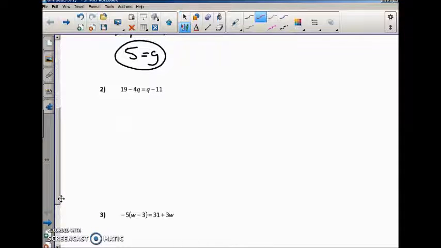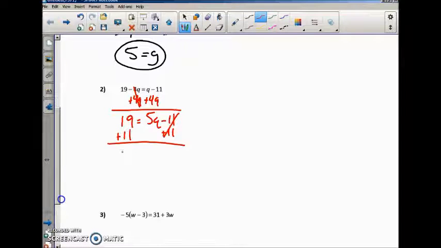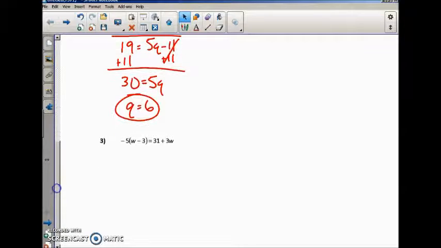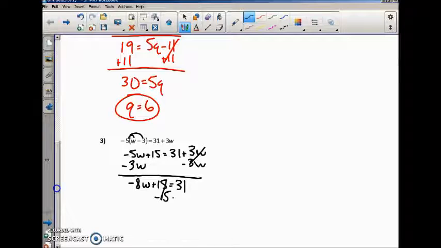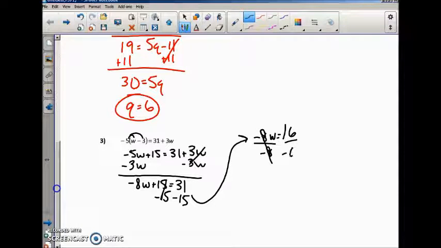Second equation. Adding 4q to both sides, trying to get your q's together, add 11 to both sides. End up with q equals 6 after dividing off the 5. Just a little review up front with these ones. Distributing to start, getting your w's together, moving 15 by subtracting, and then you'll end up dividing by -8 here to get -2.